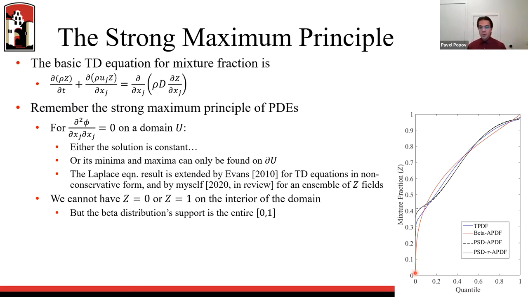Okay, so here let me show you the beta distribution again. Here we have a quantile plot, and as we can see on this quantile plot, the beta distribution goes from zero and stretches all the way to one. Now contrast that with the actual probability distribution as obtained by a transported PDF method, where the probability distribution starts from something small but not zero, and ends at something large but not quite one. Okay, so for this reason, the beta distribution can never be exactly correct, and this illustrates one way in which we can improve on the beta distribution by proposing a new type of distribution which does satisfy the strong maximum principle.